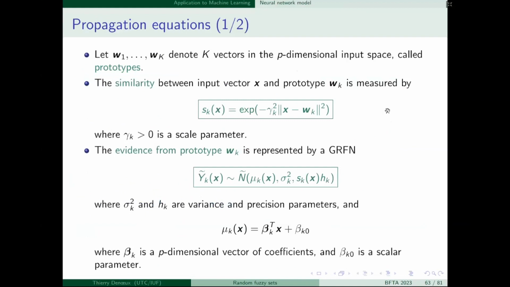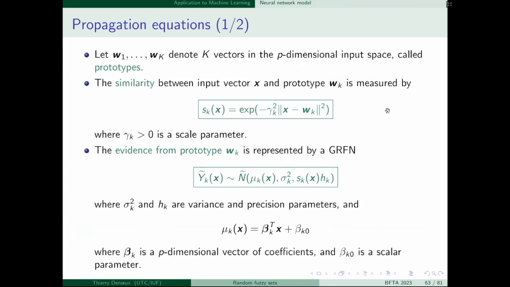We assume that there are K prototypes, denoted by w1 to wK. First step, we compute the similarity between an input vector x and prototype k by this equation. We could take another kernel function here, but it works well with the exponential. So we have the exponential of minus gamma k times the squared Euclidean distance between x and wk, where gamma k is a scale parameter. Assume that you have this wk, and this is x. You take this distance, you square it, and you apply an exponential.